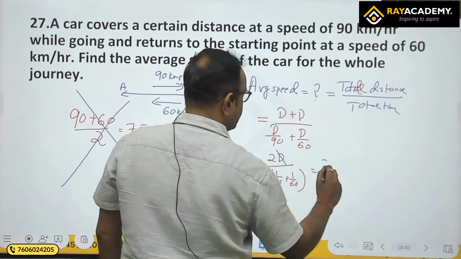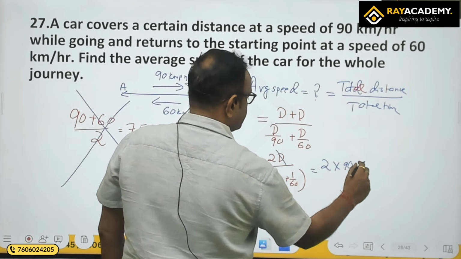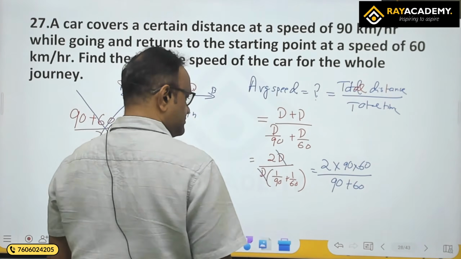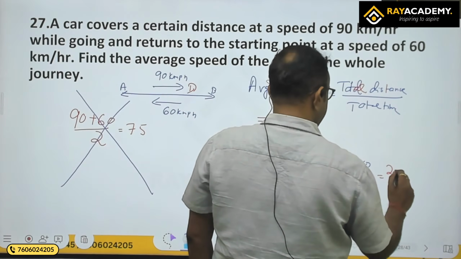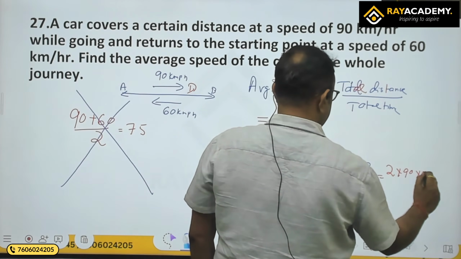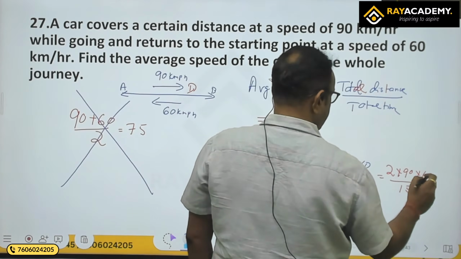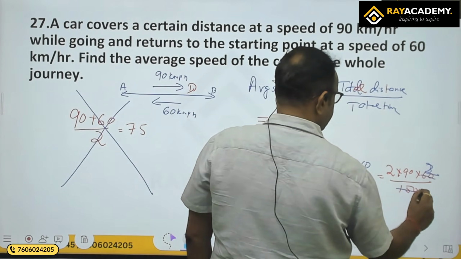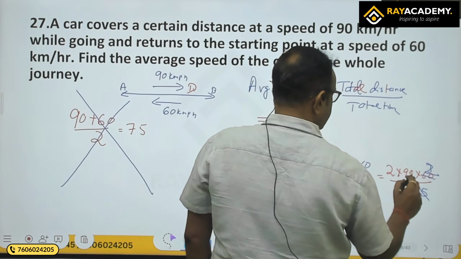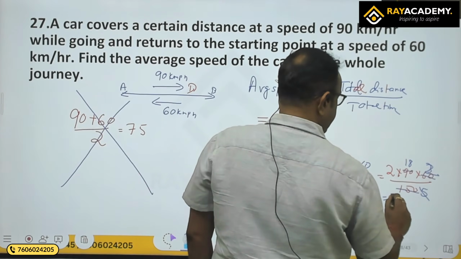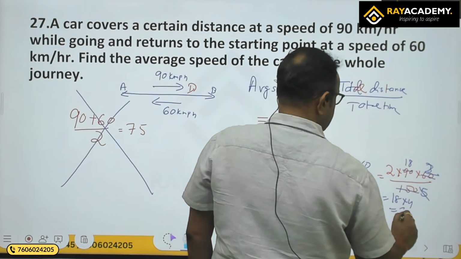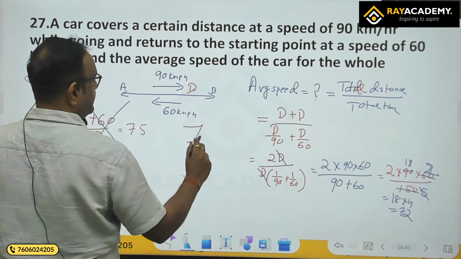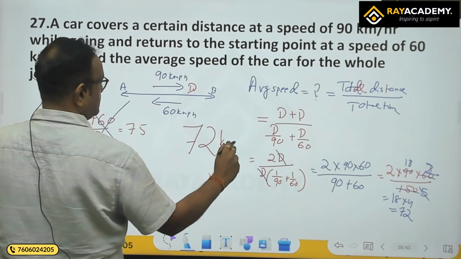So now you will get the answer 2 into 90 into 60 divided by 90 plus 60. That is 2 into 90 into 60 divided by 150. Simplifying, we get 18 into 4, that is 72. So the right answer for this question is 72 kilometers per hour.